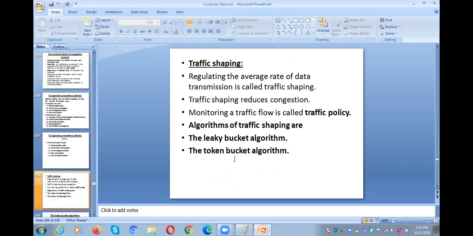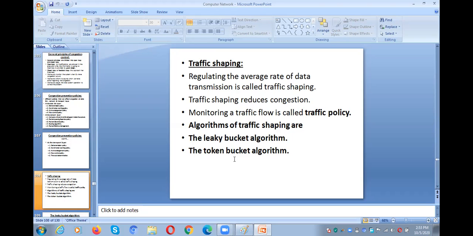Traffic shaping is nothing but regulating the average rate of data transmission. That means if you regulate the data transfer, automatically the congestion will be low. If you regulate the vehicle flow in a traffic, the traffic police will regulate the traffic. How can they regulate? They will regulate the traffic by stopping the vehicles not to go continuously. Okay. A few times they will give the red signal, so some vehicles will be stopped there. After some time, they are allowed to go.